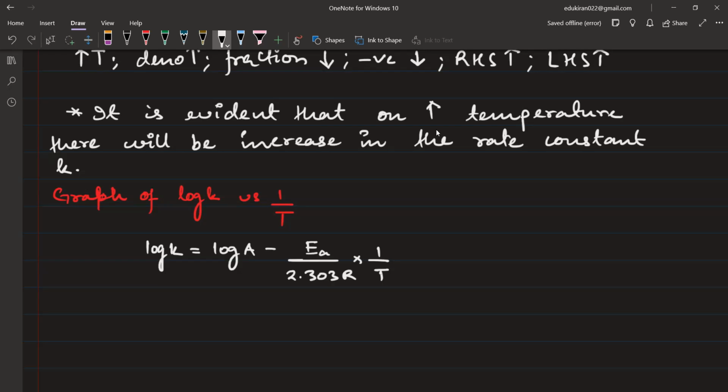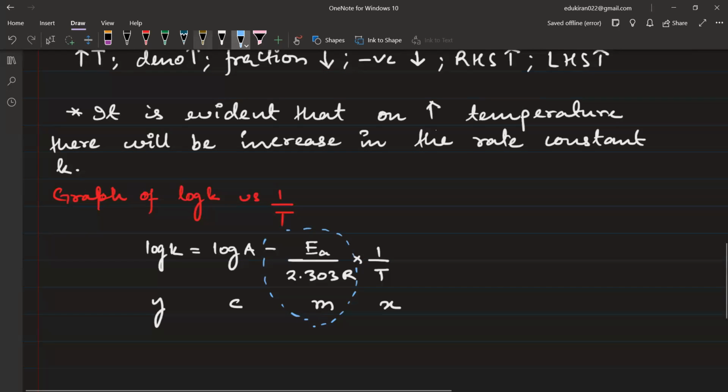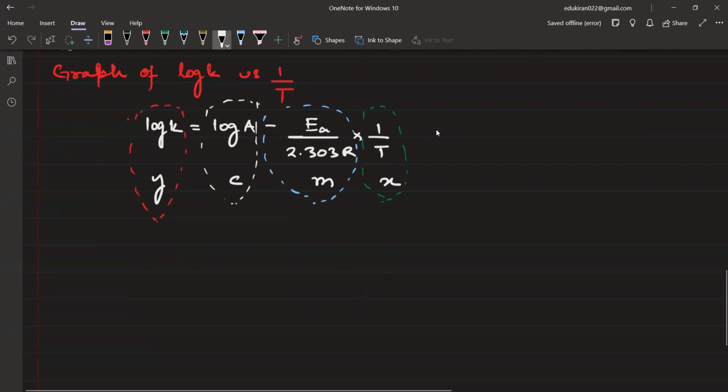Now we have an equation. Now this is Y, and this is my X, 1 by T. This whole thing is X. This will be what? M, and this will be C. So this whole thing is M. This is your X, this is your Y, and this is your C. Log A is C. Okay?